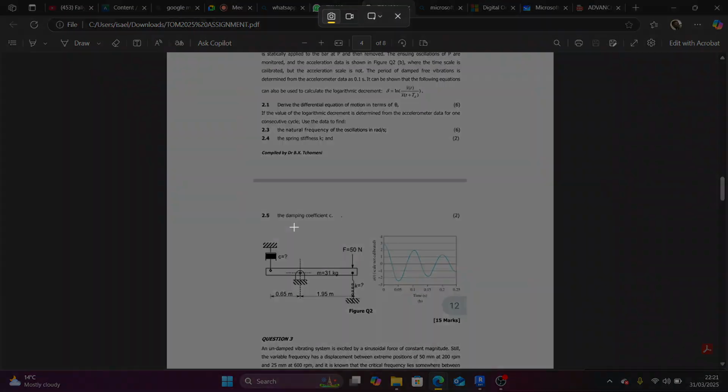Then, sir, if you do get time, can you also explain the logarithmic decrement, something like that? Yeah, I think this is the question about it. It has it. Okay, perfect.